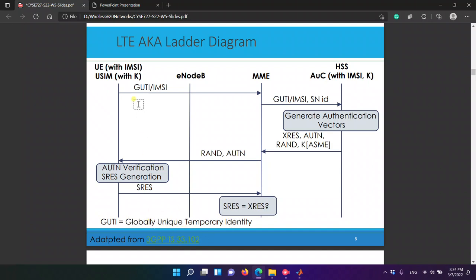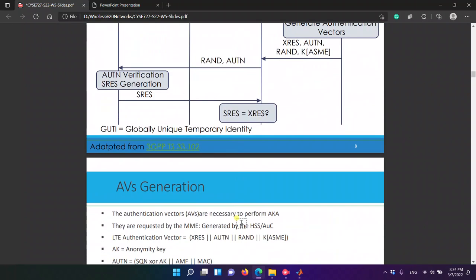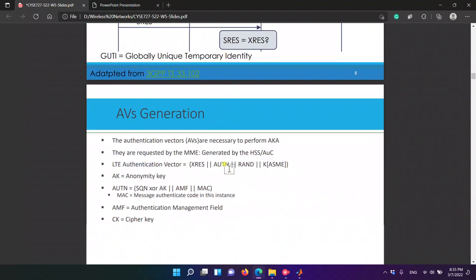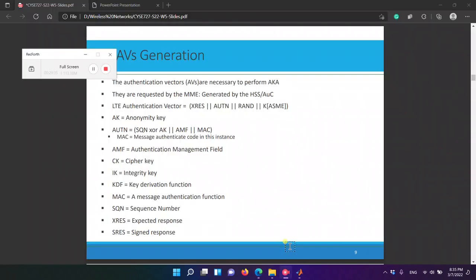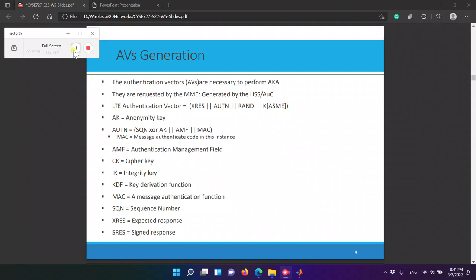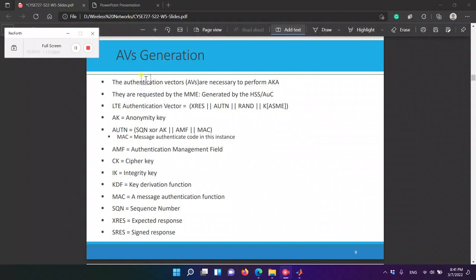GUTI, globally unique temporary identity. I remember the doctor explained this, and the main thing I remember is it's the same as the universal SIM card, but the difference is that instead of sending the SIM card or the actual identity, it sends a temporary identity, and it provides safety. All right, they say here it's adapted from the 3GPP, which is the fourth generation LTE. Okay, AV generation. Because I don't really understand anything, I'm just going to pause and go back to it.